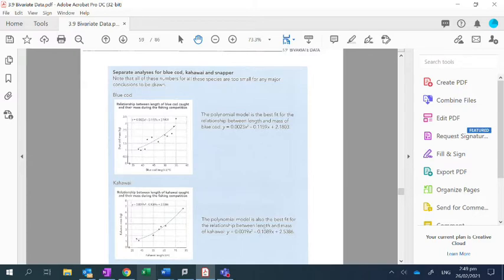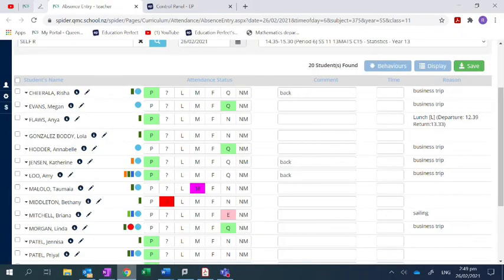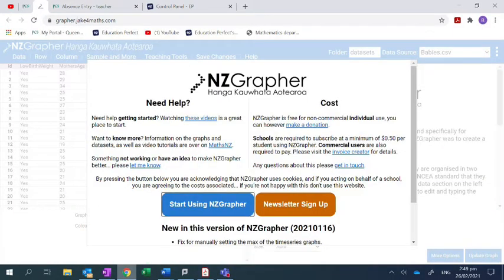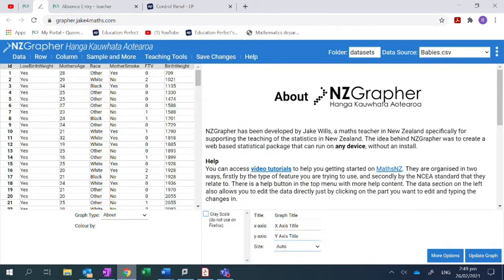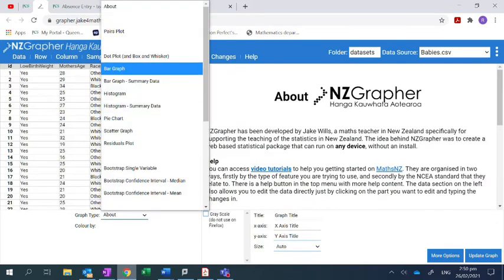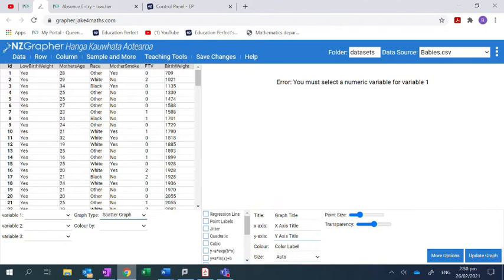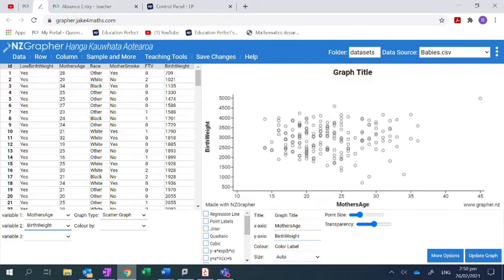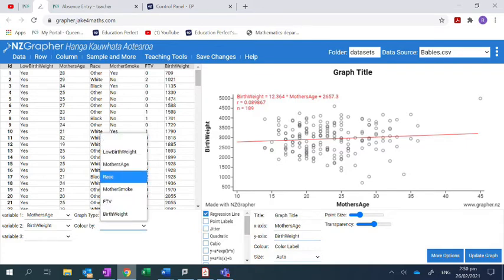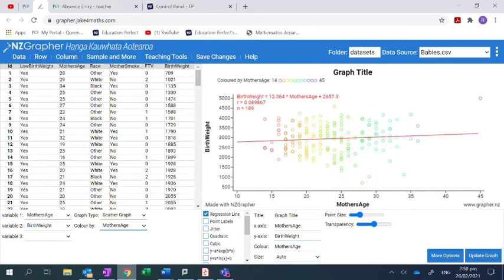So what I want to do is go to NZ Grapher real quickly, just so that you can see what this looks like. Here, we're going to do our scatter graph. We were talking about mother's age versus birth weight. We wanted a regression line, so there you are. And then down here where it says color by, we can color by mother's age. And now the different groups of ages are different colors.